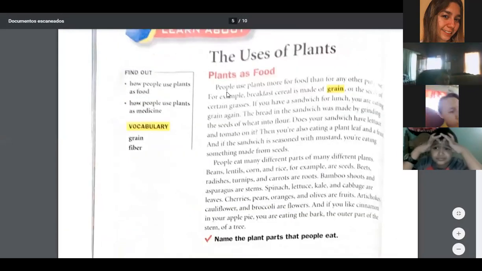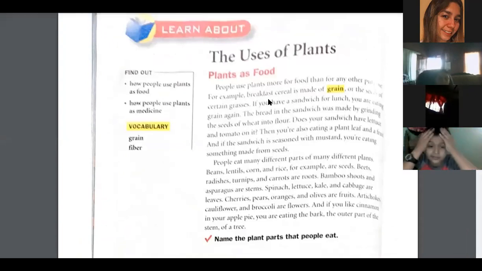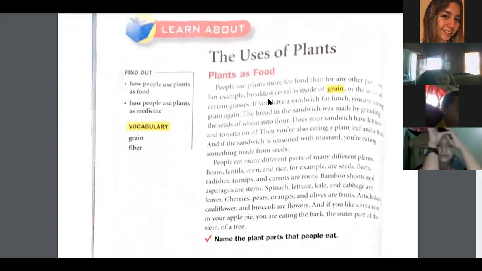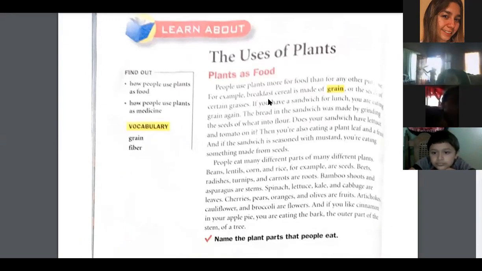We're going to learn that people use plants more for food than for other purposes. For example, breakfast cereal is made of grain, or the seeds of certain cereals. If you have a sandwich, for example, guys, for lunch, you are eating grain, and grain are plants. And the bread in the sandwich is made by grinding the seeds of wheat into flour. So, who knows how they make the bread?